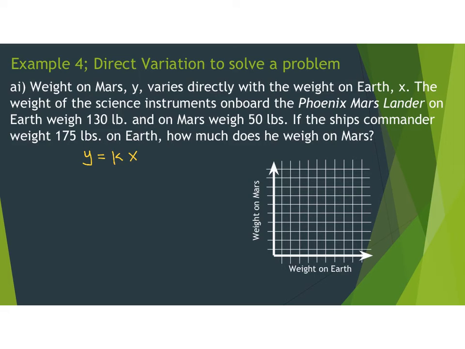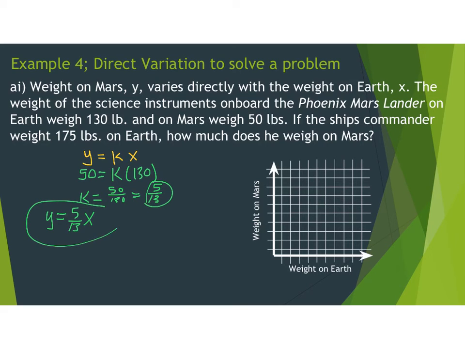So first we're going to find the formula here. So we know that the tools weigh 50 pounds on Mars when they weigh 130 pounds on Earth. So we solve for k, and k equals 50 over 130, which is also simplified to 5 over 13. So my equation would be y equals 5 over 13 times x. And that's what I'm going to graph here.